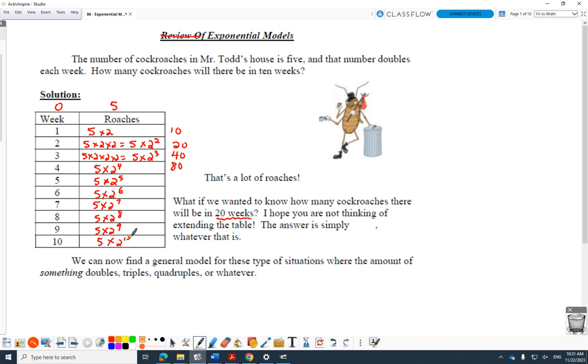What if we wanted to know the number of cockroaches after 20 weeks? I hope you're not going to say, oh, let's just continue the table down. If you are saying that, then I'm like, okay, let's talk about how many there'll be after 52 weeks. And hopefully you're like, okay, I give up. The answer is simply 5 times 2 to the 20. And I wrote whatever that is.